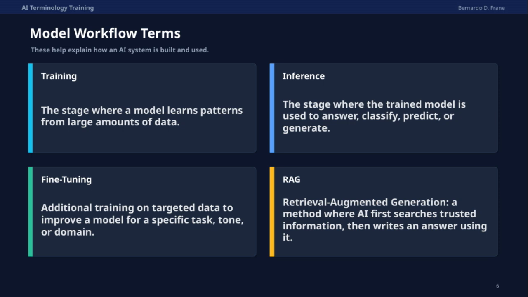And finally, training is the process where the model learns patterns from large amounts of data, building the foundation for everything that follows. These terms are essential for understanding how AI systems are built, refined, and ultimately used in real-world applications.